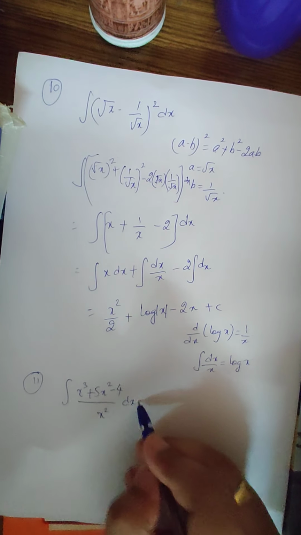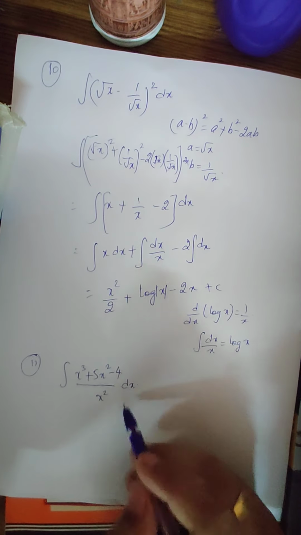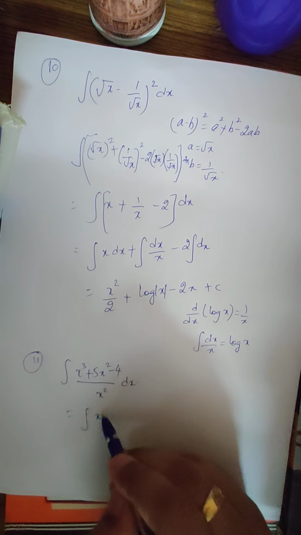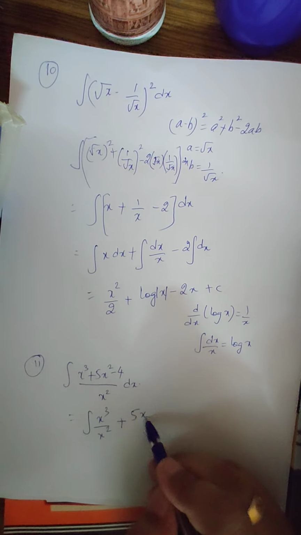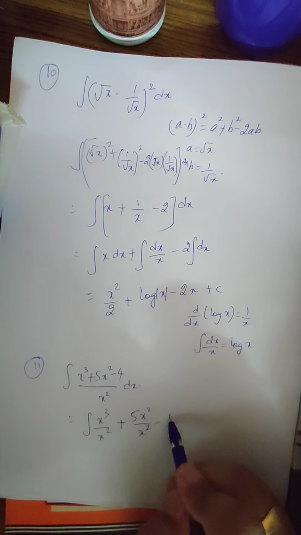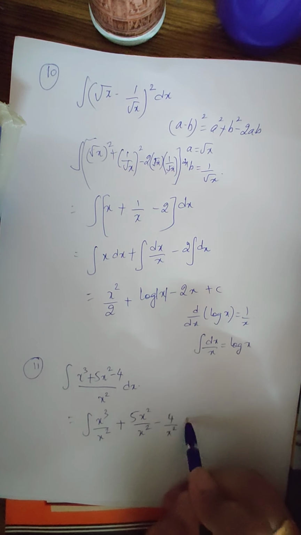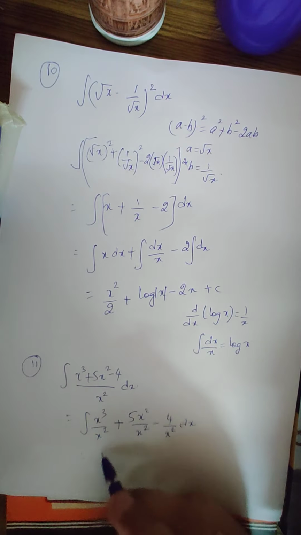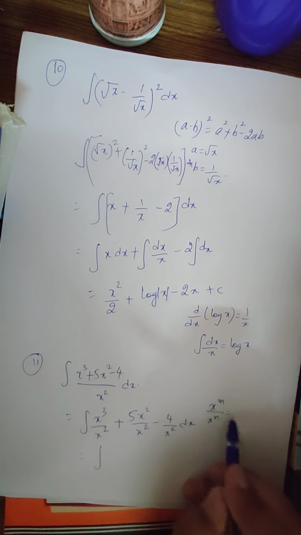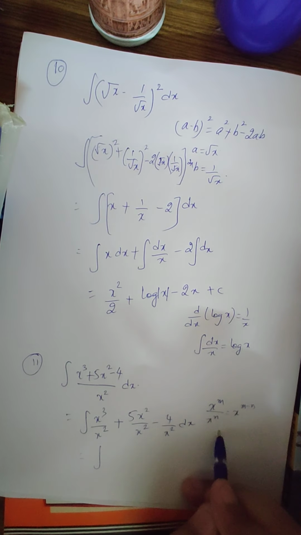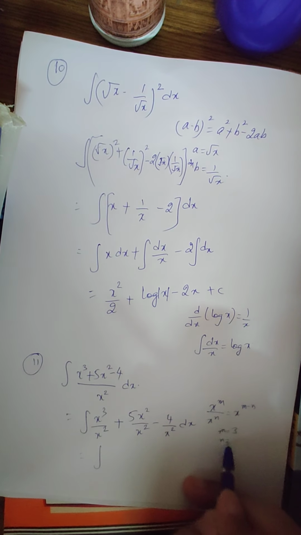Then we have the 11th question, integration of x cube plus 5x square minus 4 divided by x square dx. So you just have to split. This is integration of x cube by x square plus 5x square by x square minus 4 by x square dx. So this will be integration of, here x power m by x power n will be x power m minus n. m is 3 in the first case, n is 2.